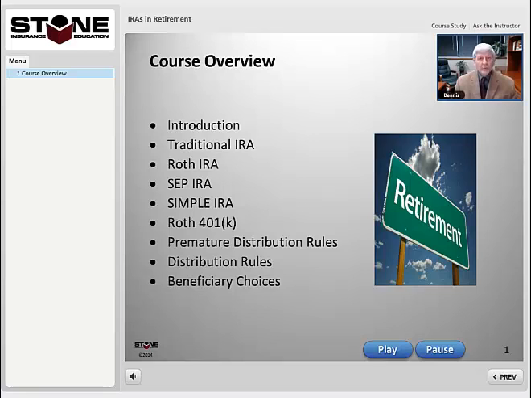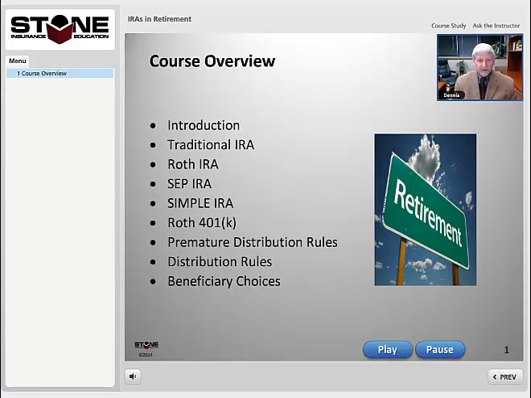We'll then wrap this up with beneficiary choices. We'll look at different beneficiary choices that the IRA owner, or for that matter, the 401k owner, could choose in determining the beneficiary. Where this would come into play is if the owner died, where will the money inside the account be distributed? In those beneficiary designations, we'll try to look at the pros and the cons of each one.